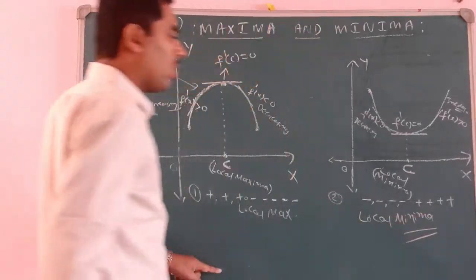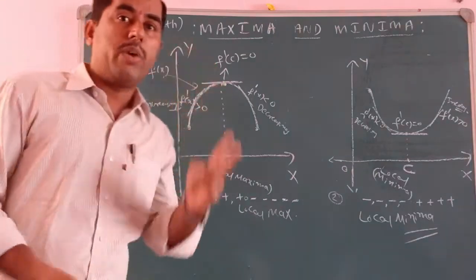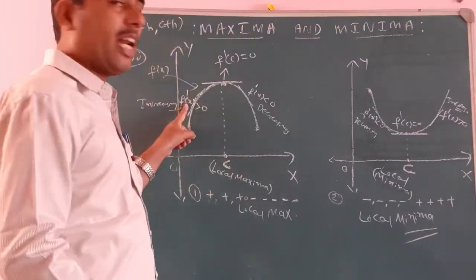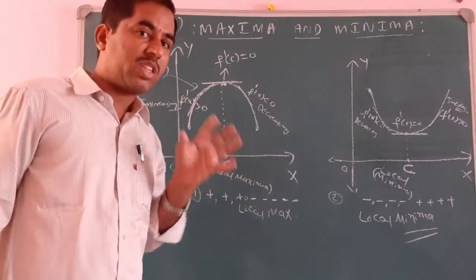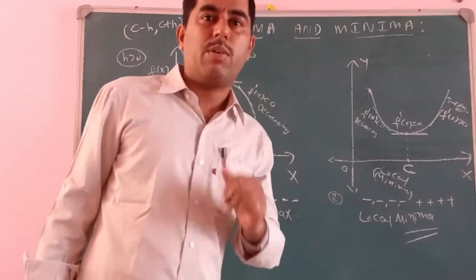Okay, observe this, local minima. These are the two very important cases, and here we are considering the first derivative. That's why it is called the first derivative test. So what are the two points the first derivative test says?